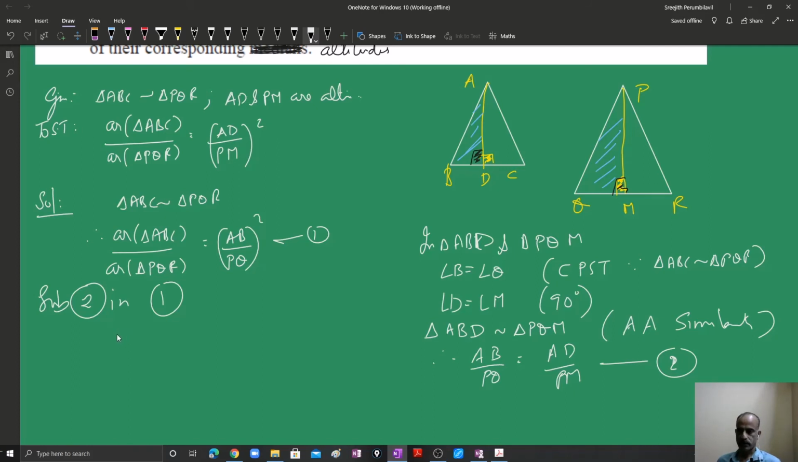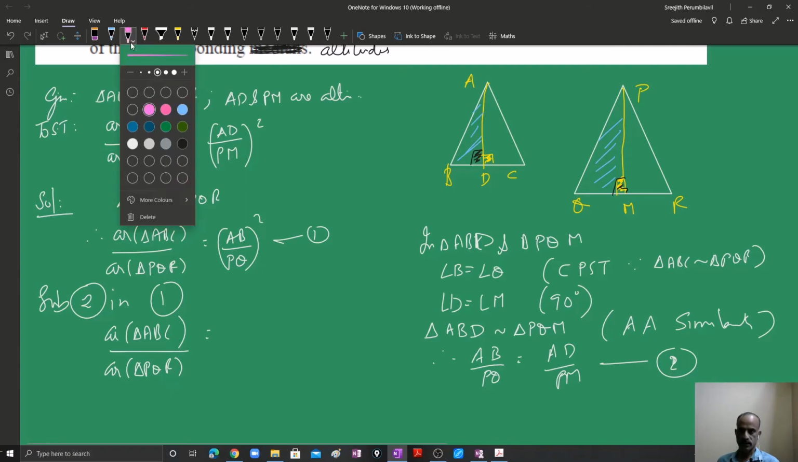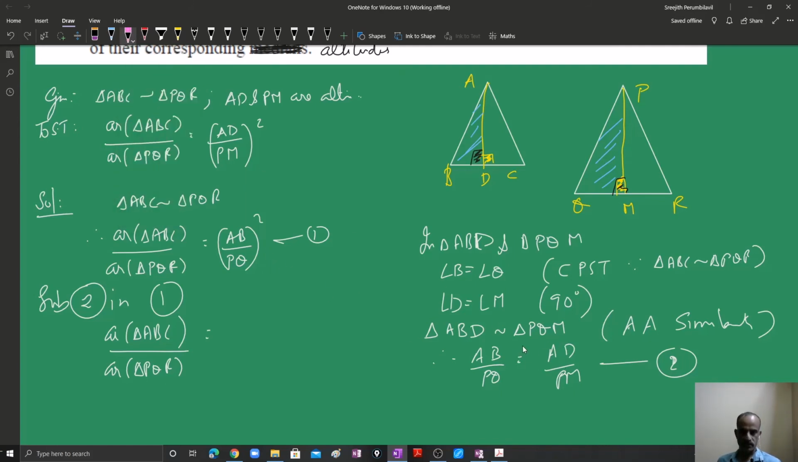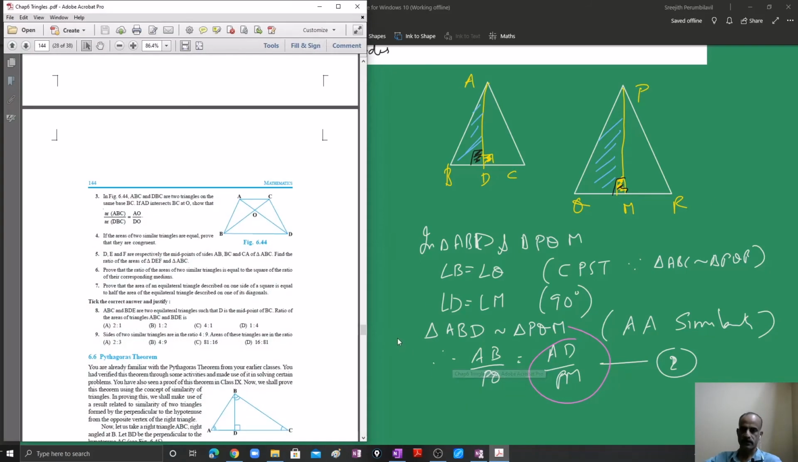We get area of triangle ABC by area of triangle PQR is equal to, with AB substituted by AD by PM, AD by PM whole square, and that is what is asked. Clear? So the same question, two different ways. The same thing can be asked for angle bisectors also. Now question number 7.